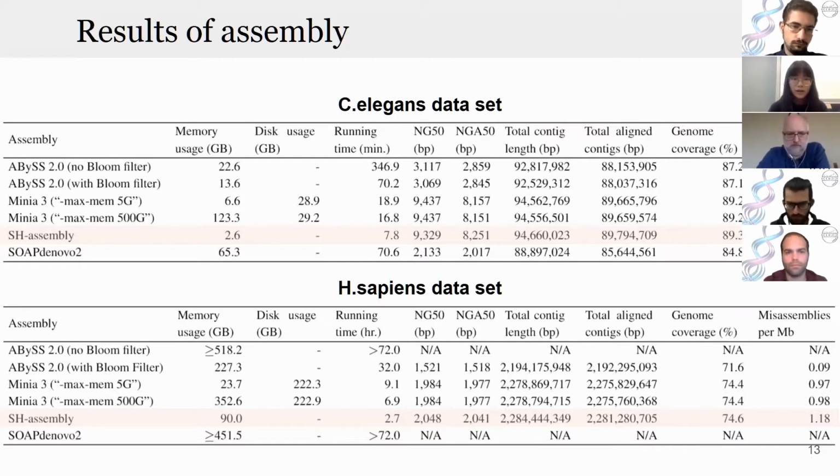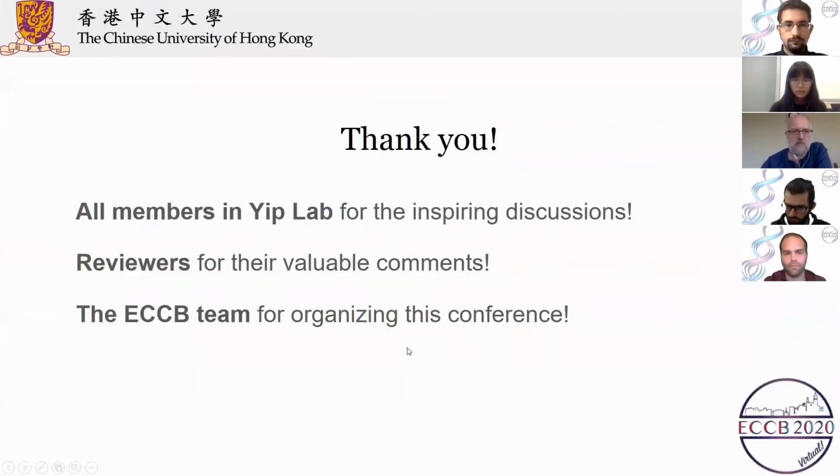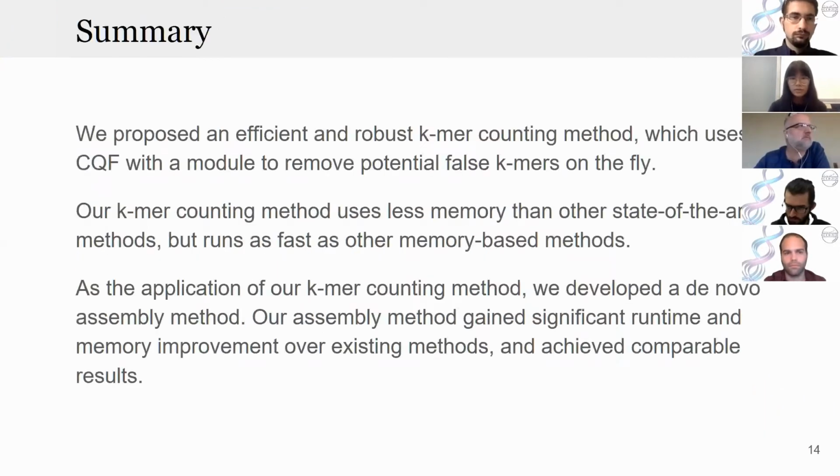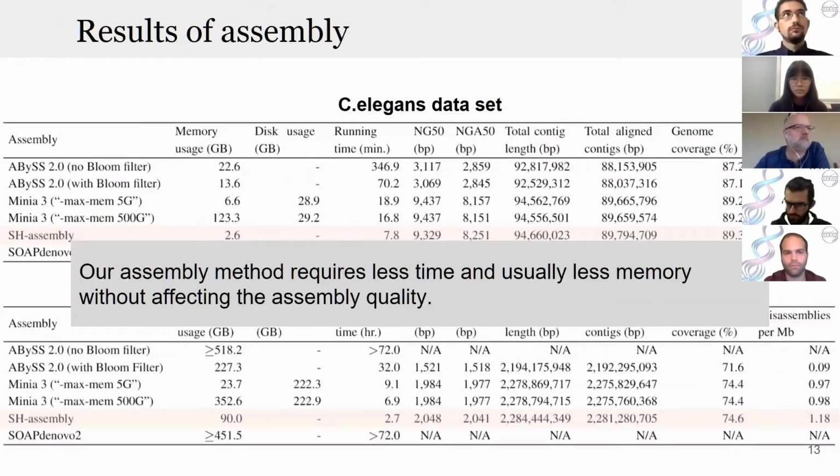And regarding the assembly quality, our assembly was consistently one of the best methods in terms of NG50 and GA50, total contig length, and total aligned contigs and genome coverage. And those results show that our assembly method requires less time and usually less memory without affecting the assembly quality.